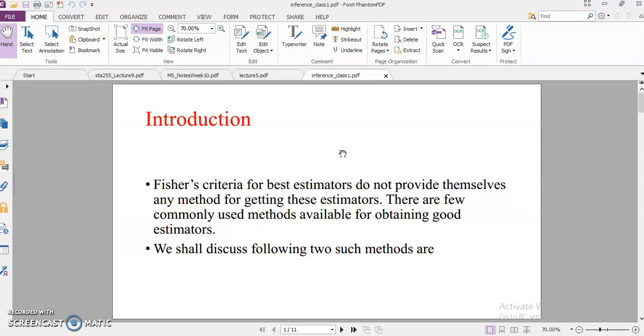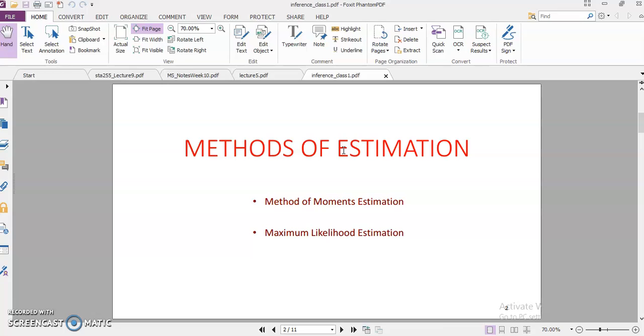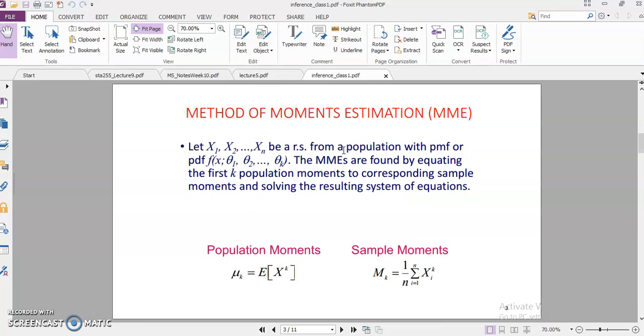Estimators by Fisher's criteria for the best estimator do not provide themselves any method for getting these estimators. There are a few commonly used methods available for obtaining a good estimator. Whenever you try to find an estimator, that won't happen naturally. You need to engage some method to get a good estimator. So we have two methods in our syllabus: the method of moments and maximum likelihood estimation.